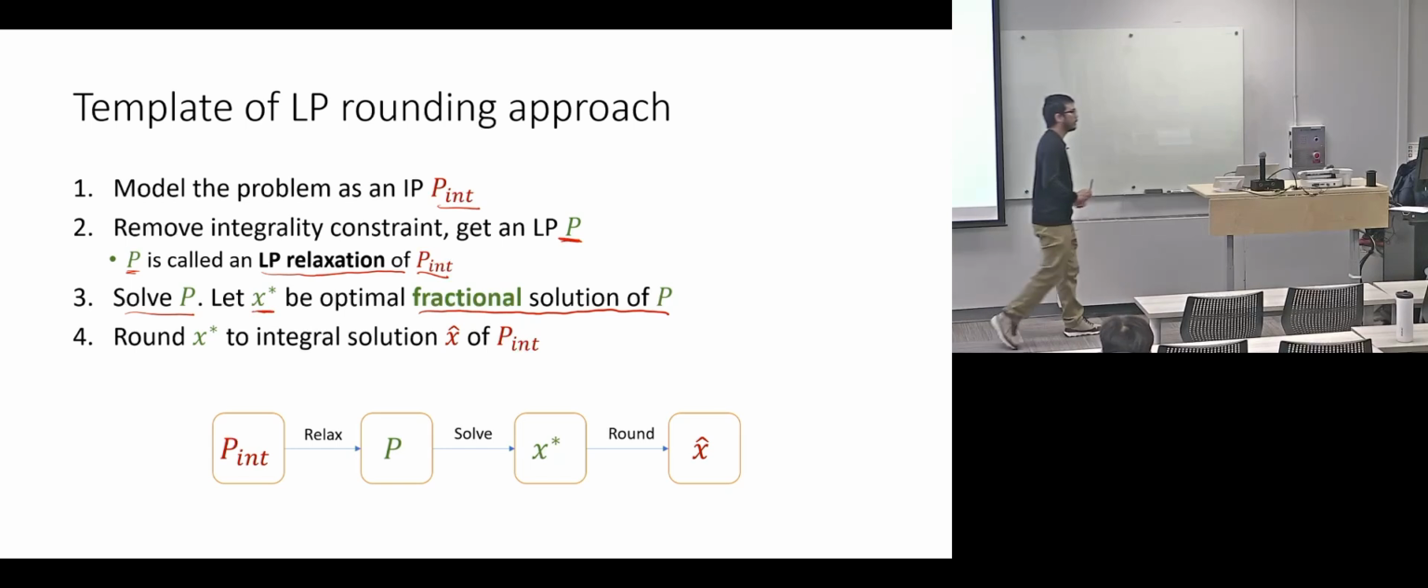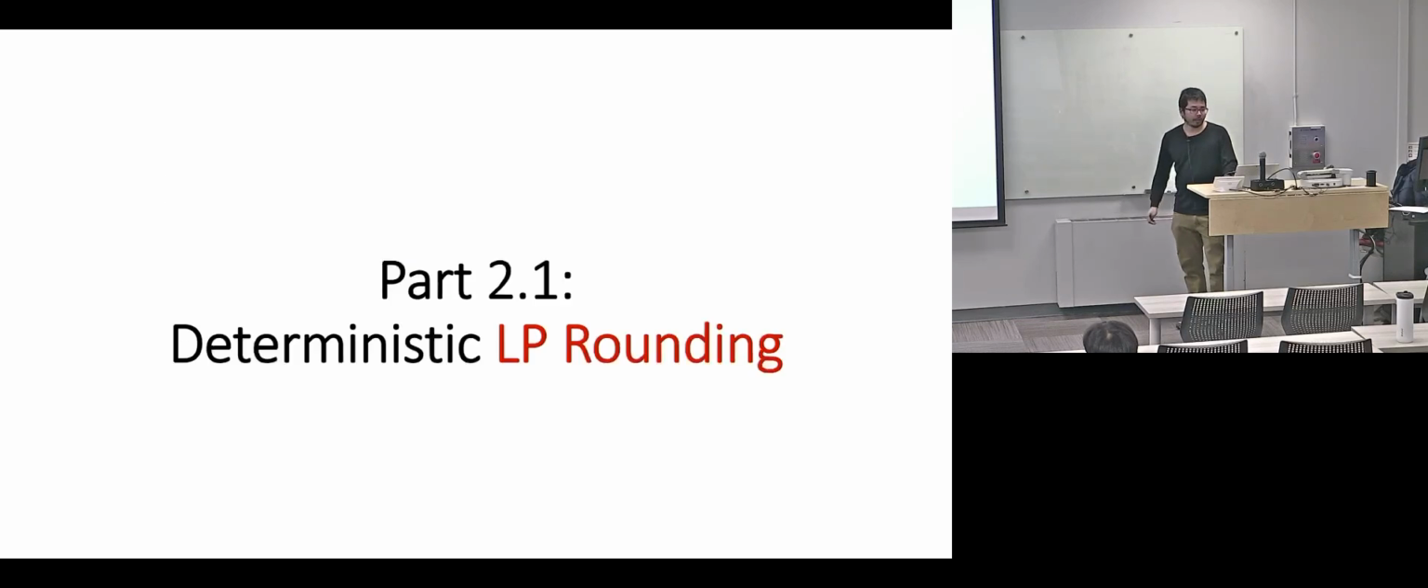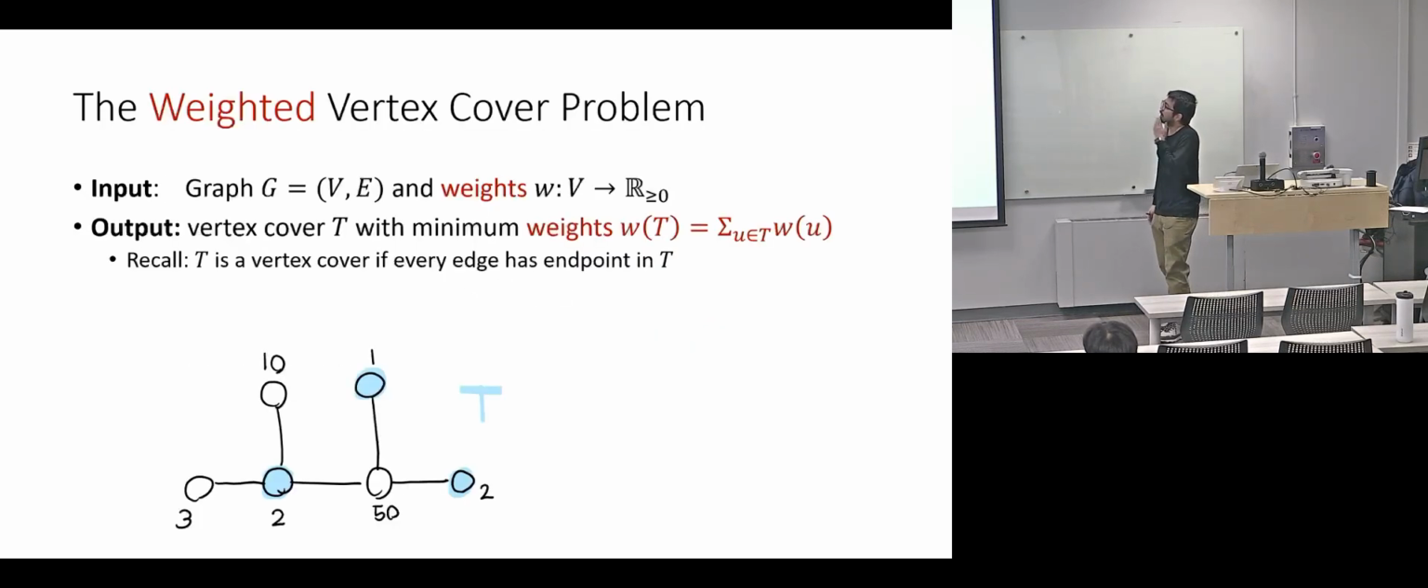So again, this is an algorithmic paradigm where you start with an integer program, relax it, you get a linear program, solve it, get X star, and then round it to get X hat. Okay, so let's try to implement this paradigm by one example. We're going to look at the weighted vertex cover problem.